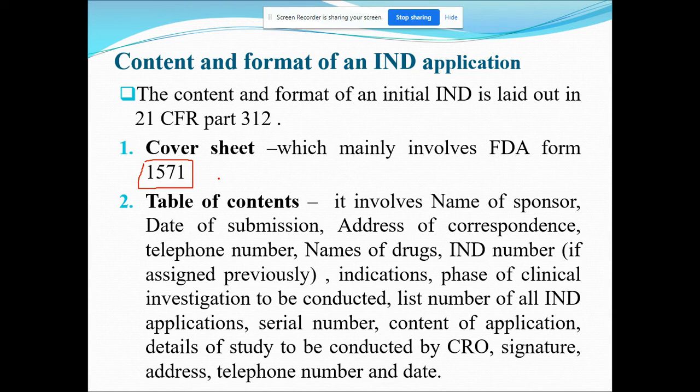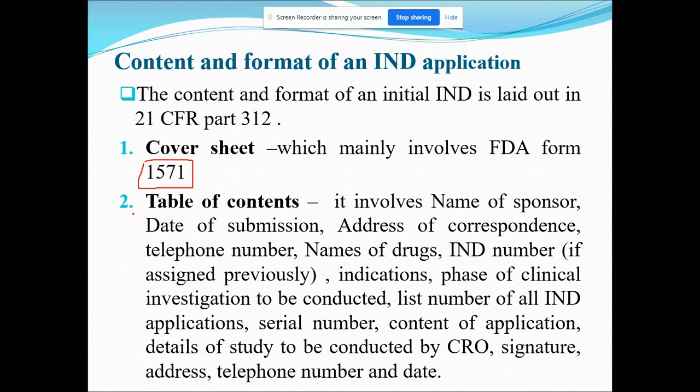त्याच प्रकारे IND साठी कुठला फॉर्म आहे? The IND cover sheet consists of the form FDA 1571. Form FDA 1571. Okay, just a minute, student.